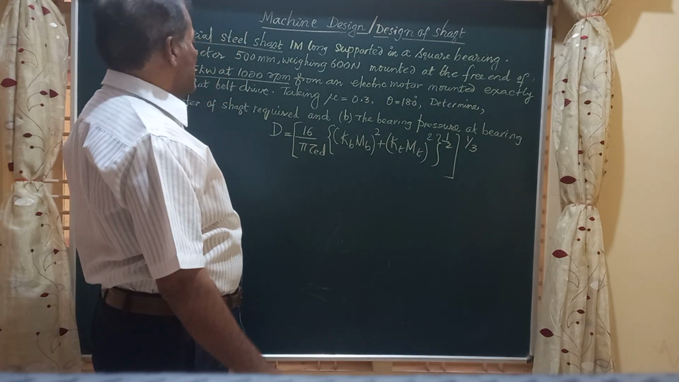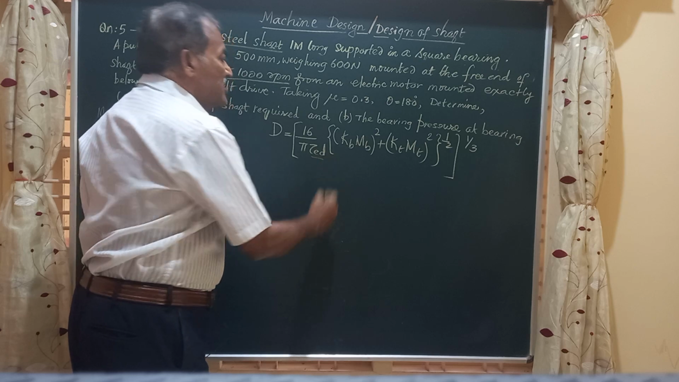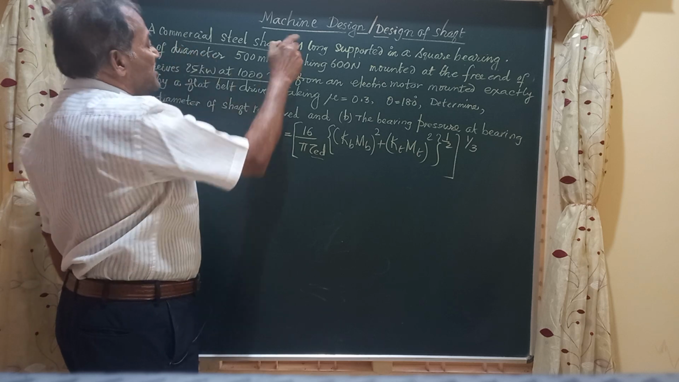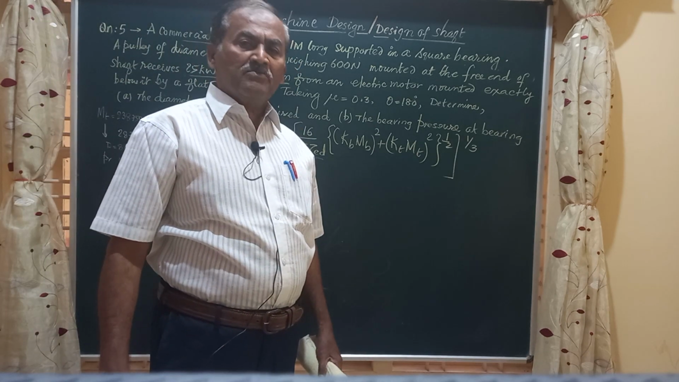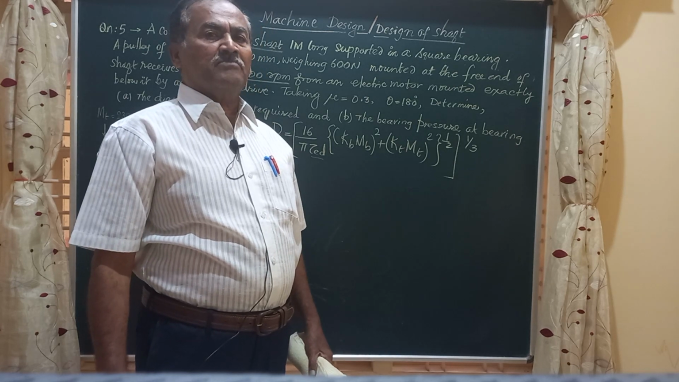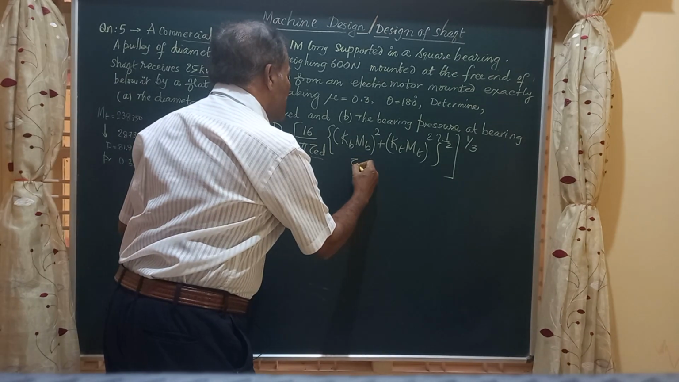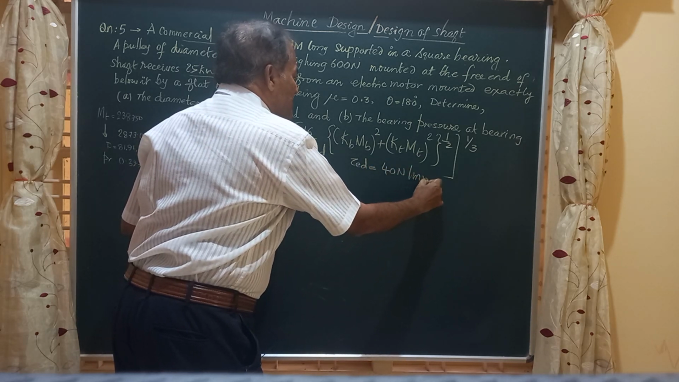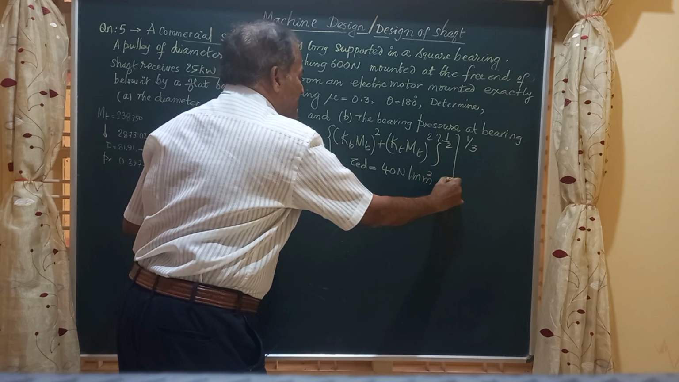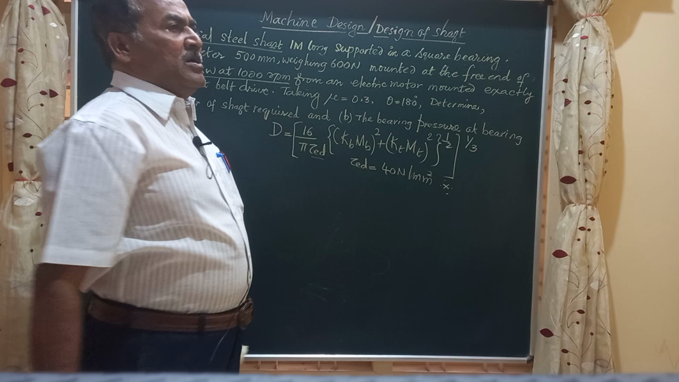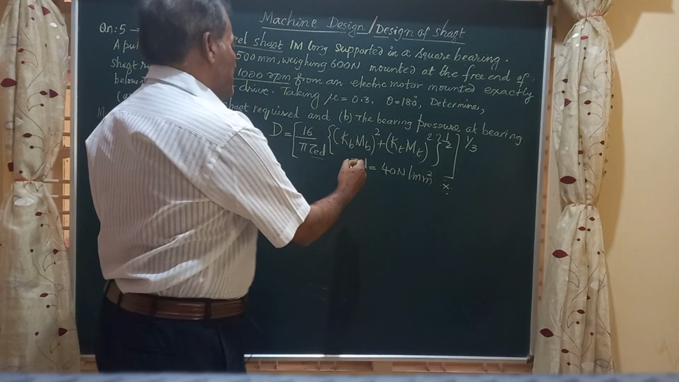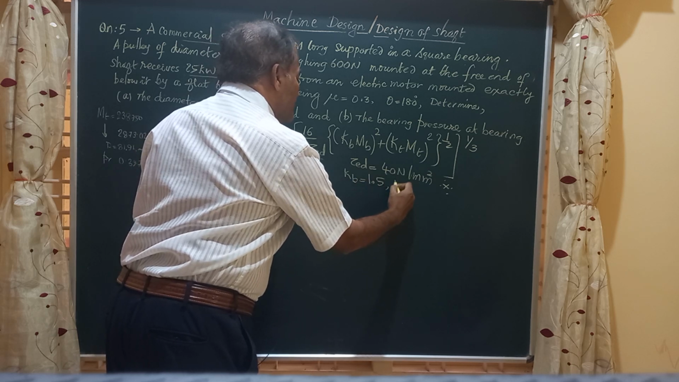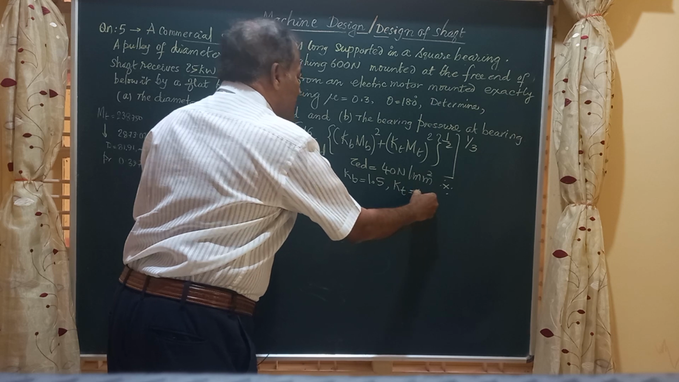Then what are these quantities? So let us start from this tau d. Tau d is the permissible shear stress. And it says in the question that it is a commercial steel shaft. Friends, for commercial steel shaft, as per ASME code, the value of shear stress tau d is equal to 40 Newton per mm square. This is very important. You need to remember this. And what are these Kb and Kt? Friends, assuming steady load condition, Kb is 1.5 and the value of Kt is equal to 1.